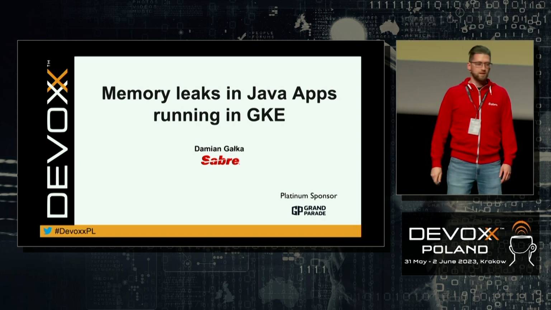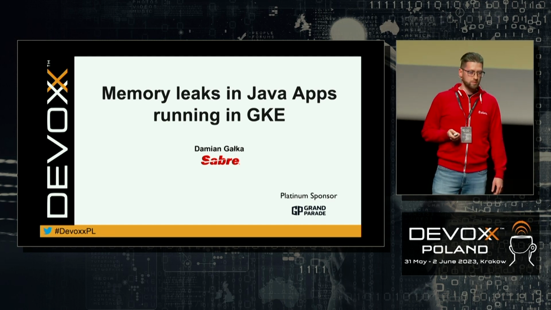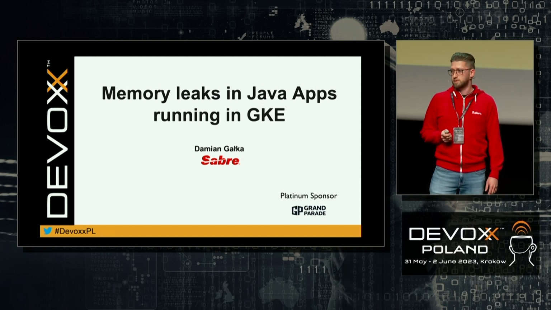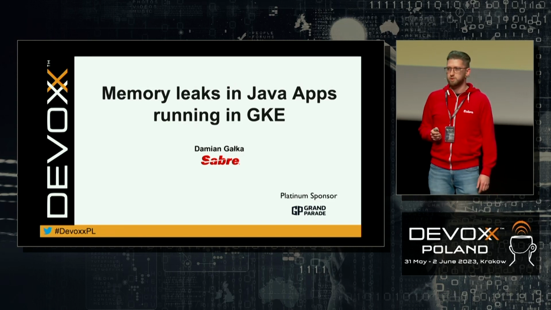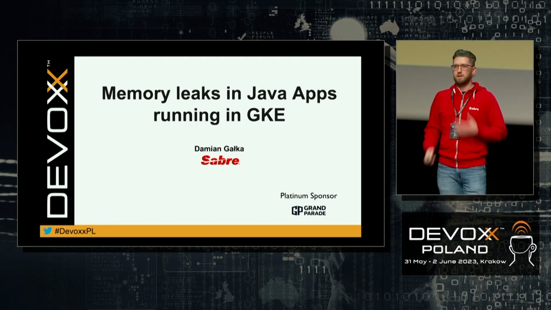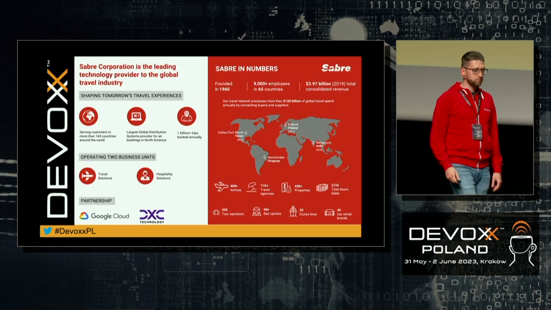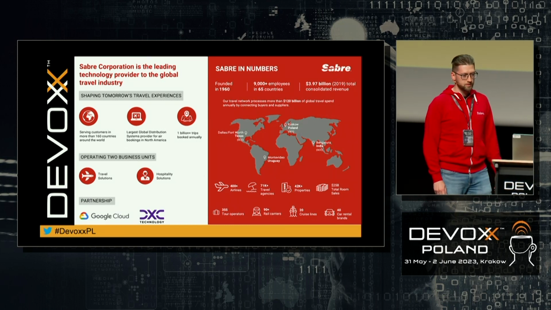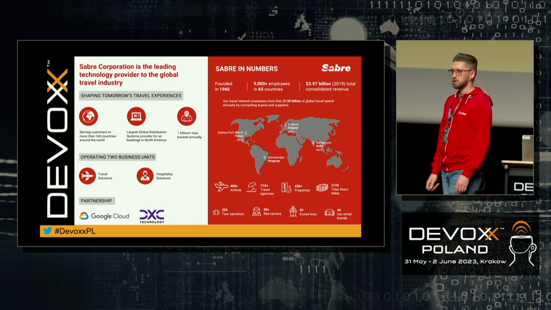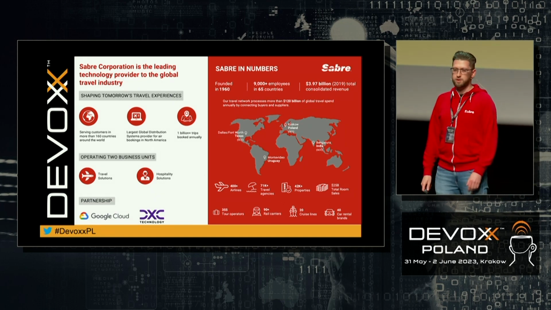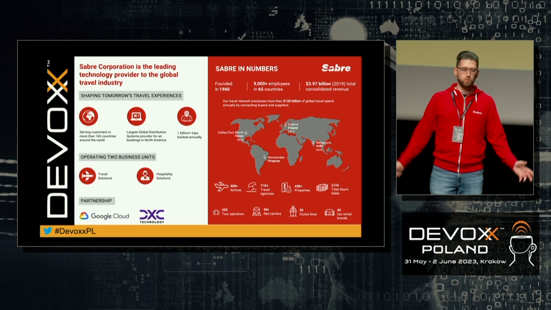Great. So today, I will talk to you about the memory leak which we faced in one of our Java applications after migrating to the Google Kubernetes Engine. My name is Damian Gałka, and I'm working for Sabre, a leading technology provider for the travel industry. We book more than 1 million trips for our customers every year. We have offices around the entire world.